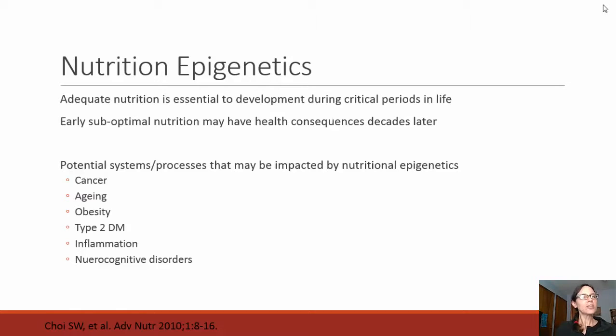Okay, so epigenetics does, yes, apply to many different types of exposure. It could apply to pollution, for instance. But in this class, of course, and for us professionally, we're mostly interested in nutrition epigenetics or nutrigenomics. And this is the impact of nutrition on gene transcription. And we find in the literature that nutrigenomics could impact a number of the chronic diseases that we commonly treat in dietetics, such as cancer, aging, obesity, type 2 diabetes, inflammation, and neurocognitive disorders.